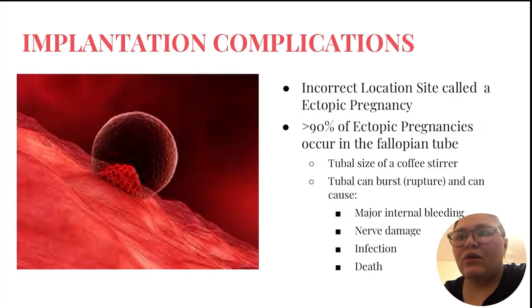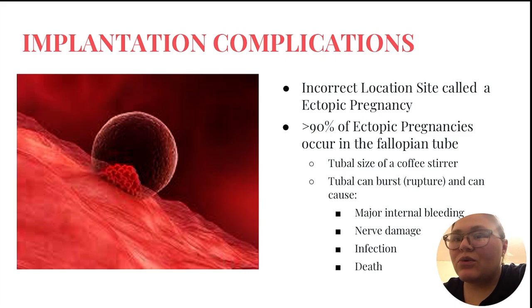I've seen in the field that whenever I encounter a female patient who makes me aware that she is pregnant, in the first trimester, and having lower abdominal pain, in my mind, I'm thinking that there's some type of implantation complication. Now, the incorrect location site is called an ectopic pregnancy, and more than 90% of ectopic pregnancies occur in the fallopian tube.